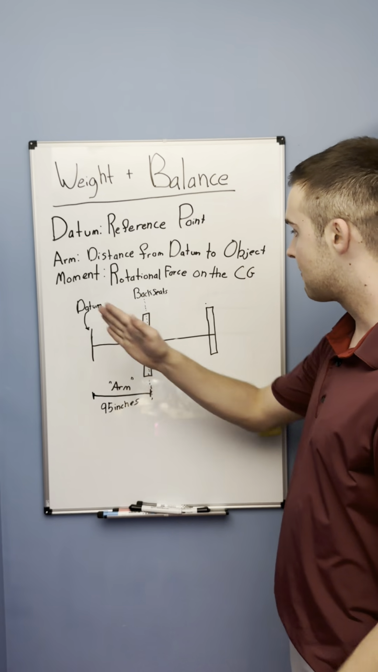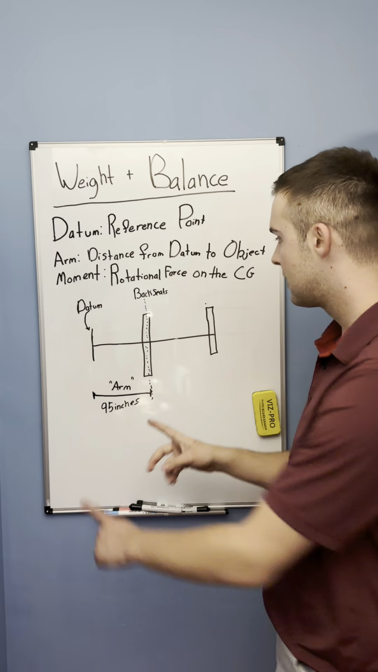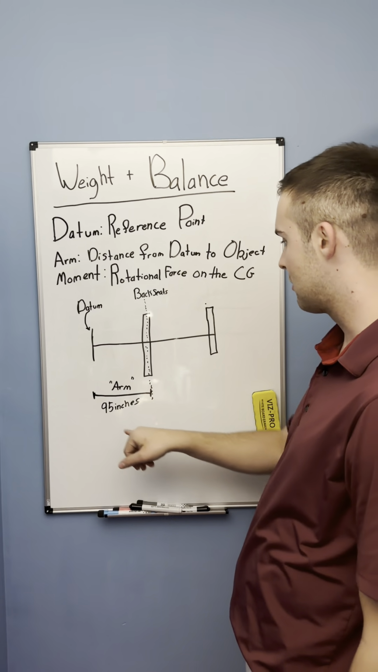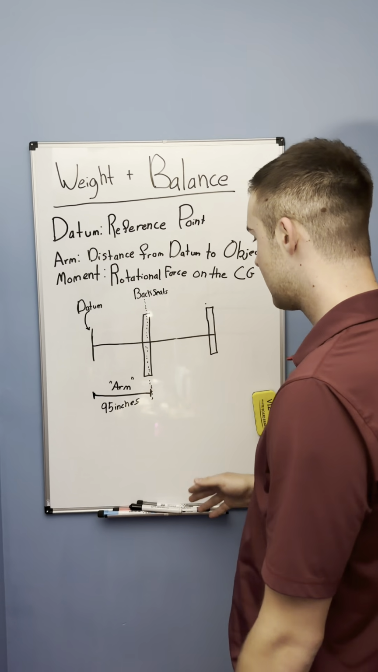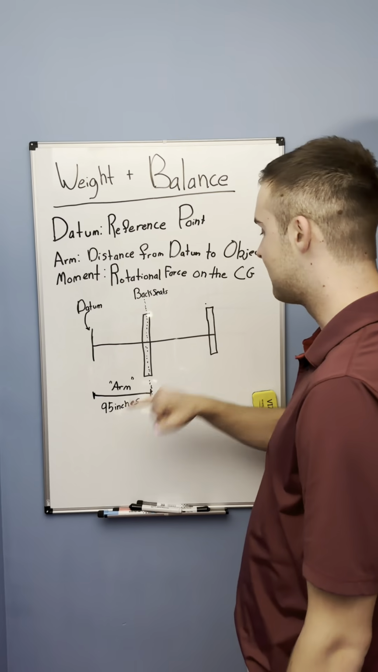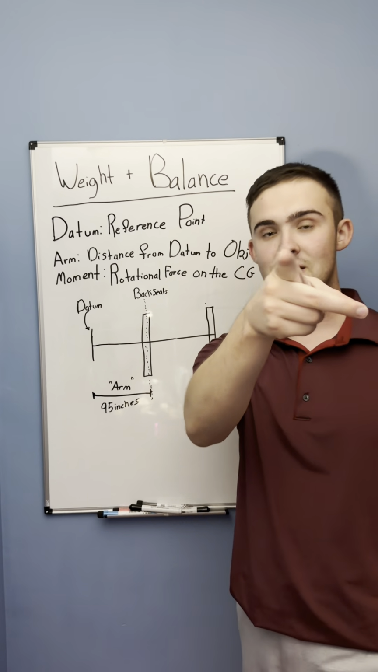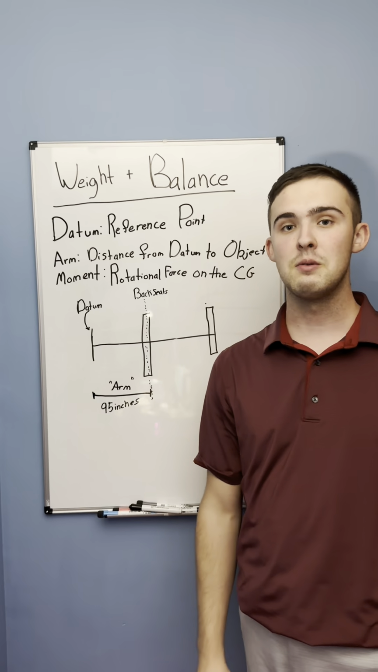So as we can see here, datum is going to be the front of our spinner. In this case, we have our back seats here, which are 95 inches to the aft of our datum point, which is going to give us an arm of 95 inches. Let's go take a look at a weight and balance table. We'll be back in a flash.